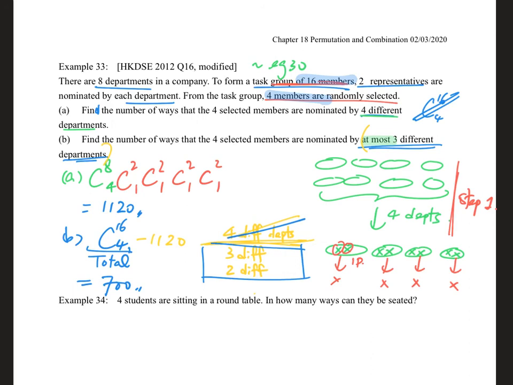Here we come to the end of the online video lessons in permutation and combination. And there are still some harder examples like example 34, 35 that we'll be going through in the lesson. Let's see. Bye.